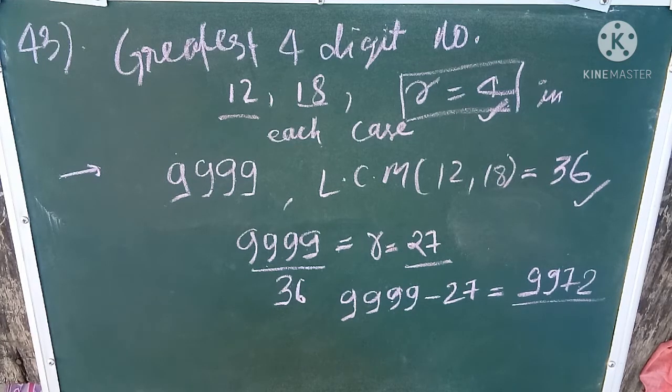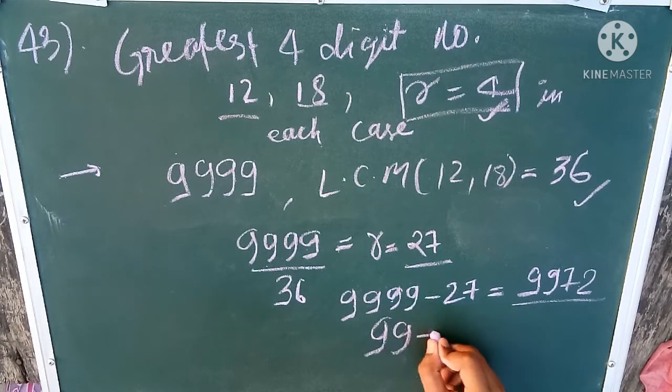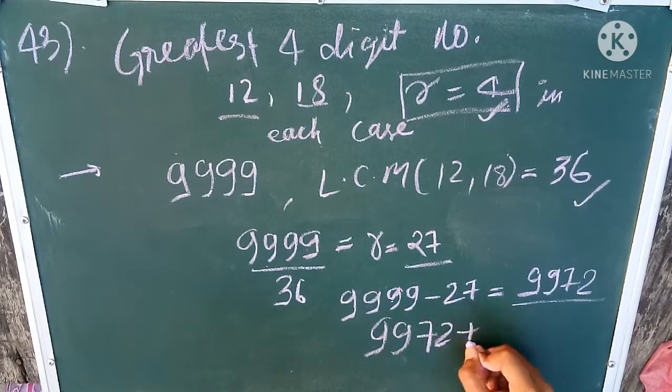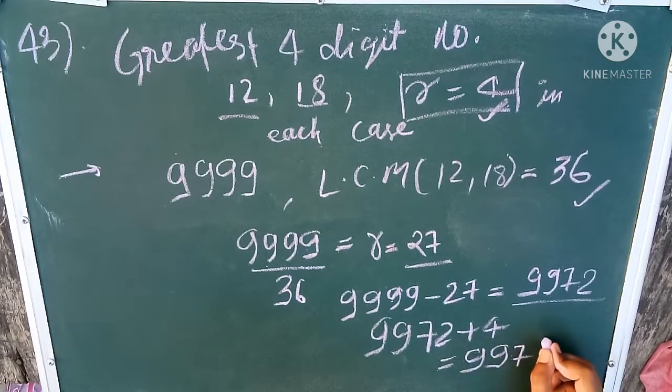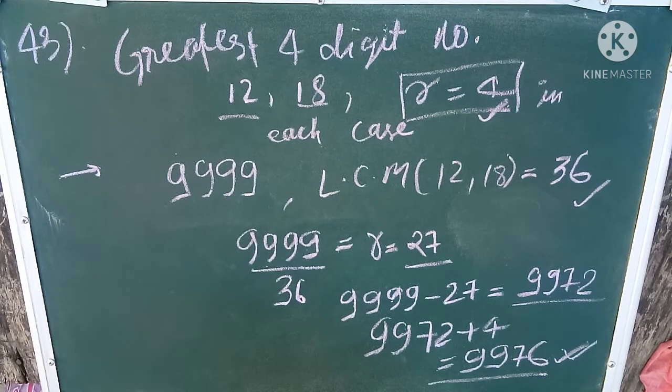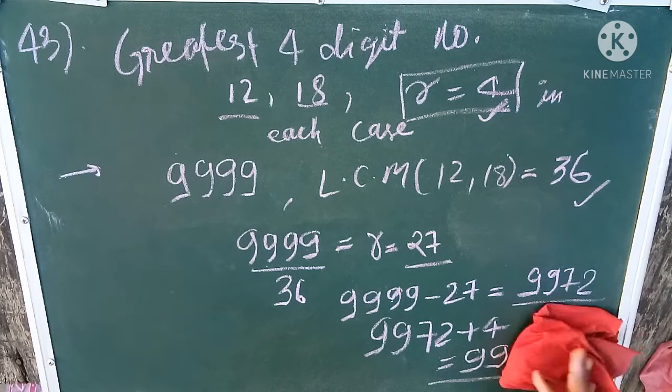Now, to find a number which leaves remainder 4 in each case, we just need to add the number 4 to it. And we will get 9976 as a result. And thus this is the number which when divided by 12 and 18 will give remainder 4 in each case. So hope this is clear to you. Moving on to the next question, question number 44 we have.